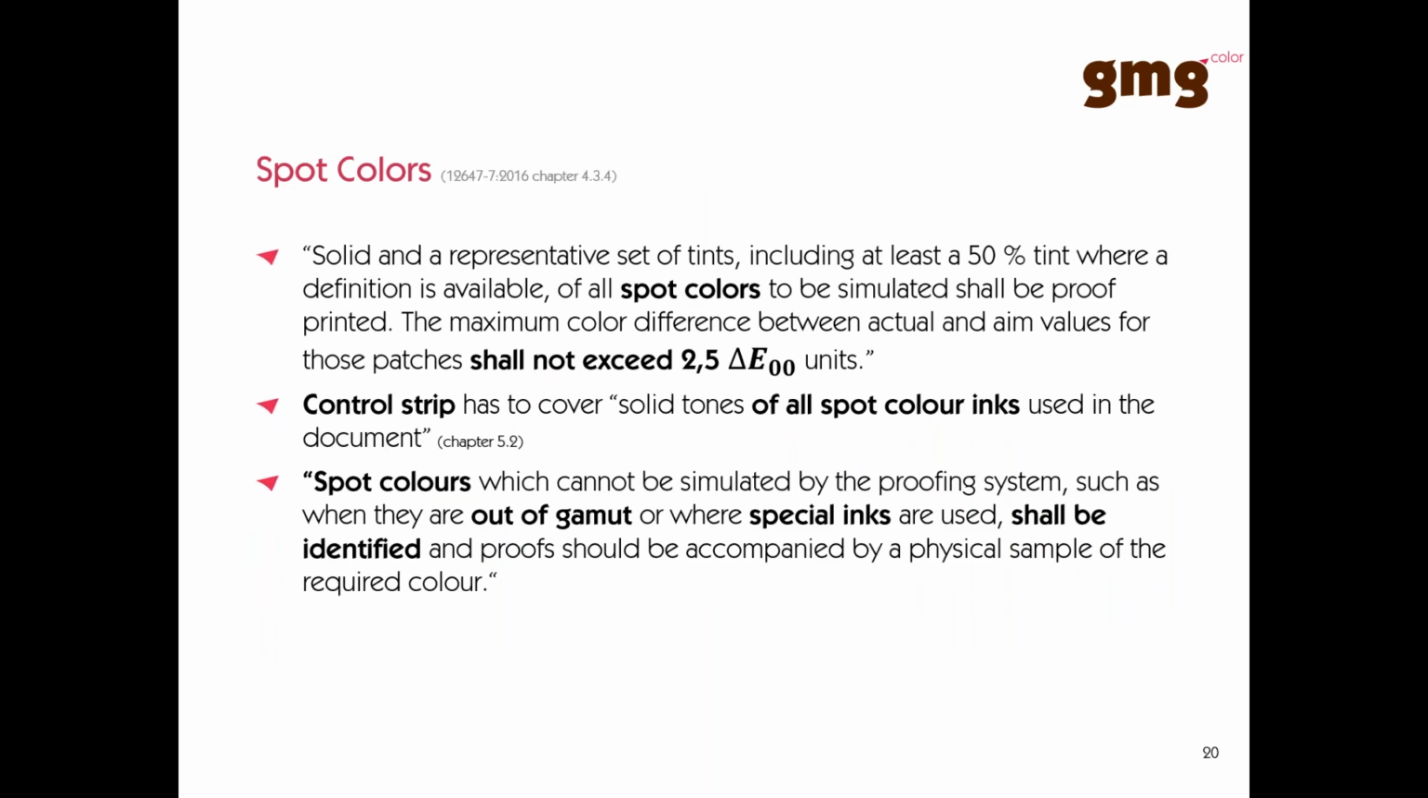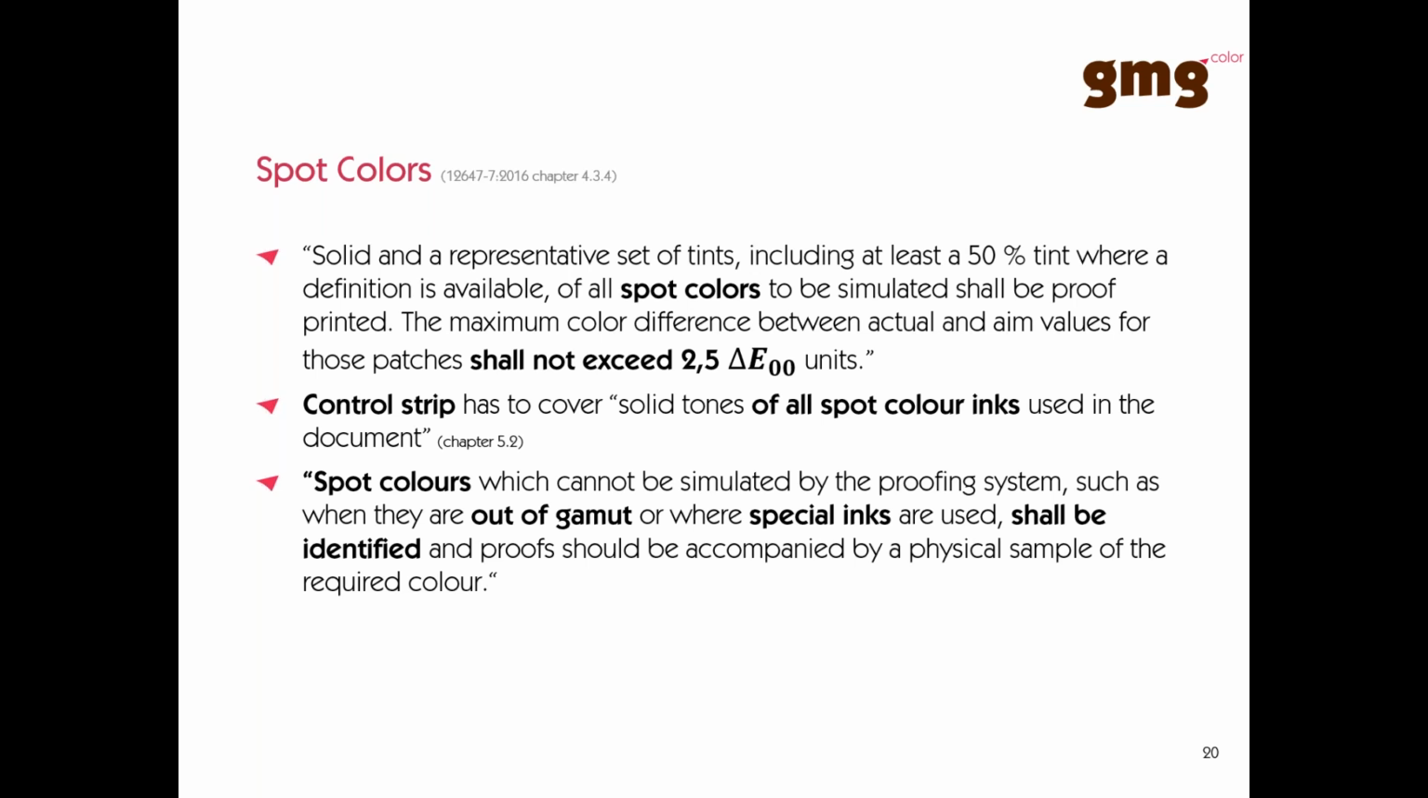Also an important change are new rules for the verification of spot colors that are used in the proof document. Spot color solids and tints, including at least a 50% patch if a definition is available, shall be verified on a wedge with a tolerance smaller or equal delta E2000 of 2.5. This means for colors of the Pantone books, no tints are available in the official database and they cannot be proved and compared. For the colors of the HKS books, tints are available and must also be proved.